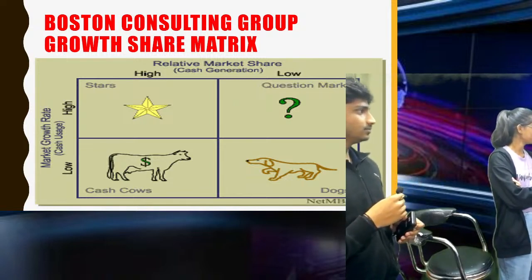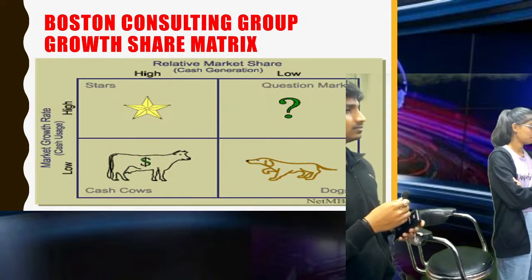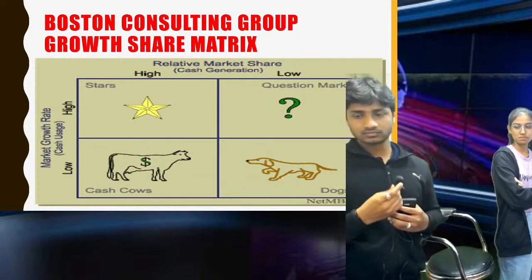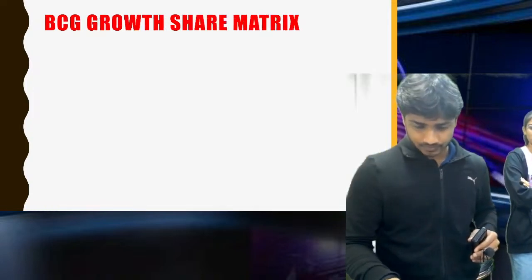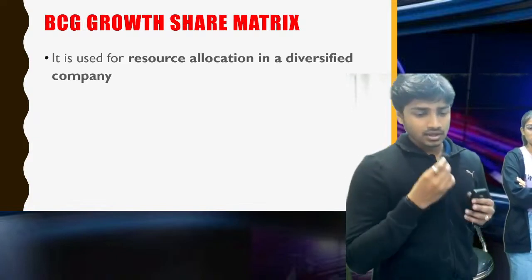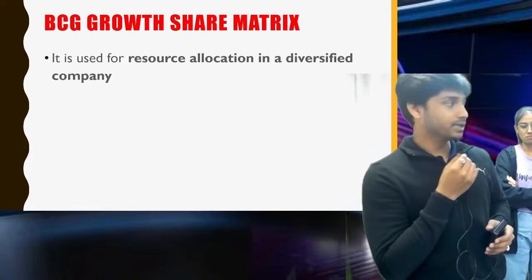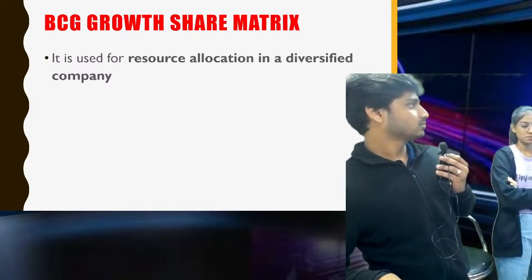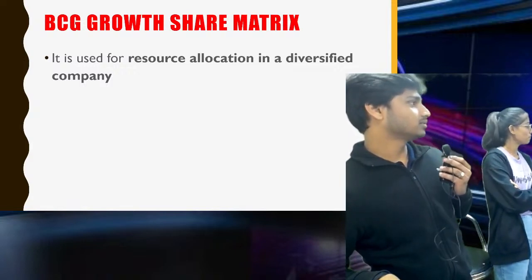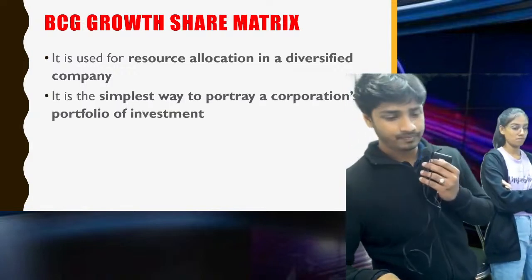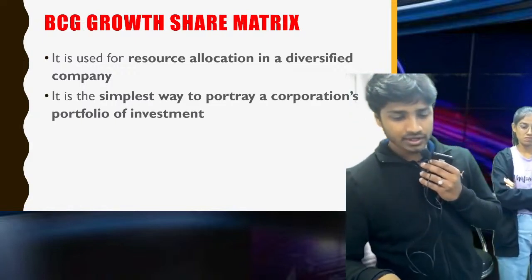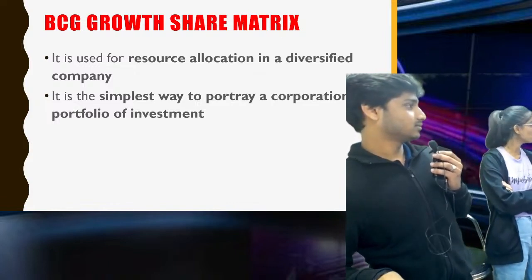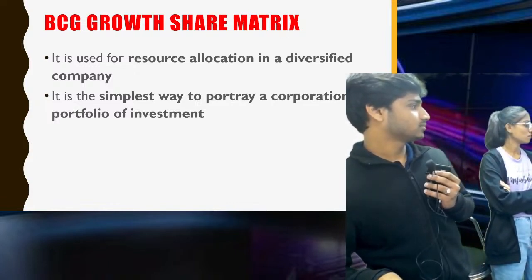If you want to discuss more examples, we will discuss. But first let's read, and then discuss one or two more. It is used for resource allocation in a diversified company. Means it is used to allocate resources: where should I put money? It is the simplest way to portray a corporation's portfolio of investment. If you have a lot of investments, the simplest way is this. Who has given this? Boston Consulting Group.